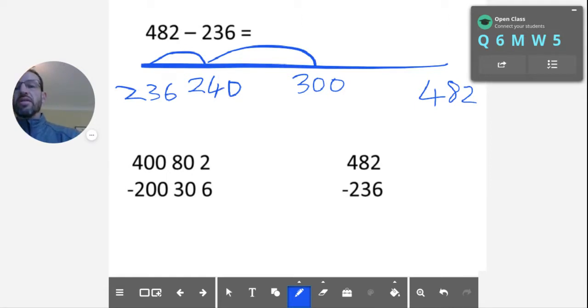See if I can get these numbers up here. That was a jump of 4. That was a jump of 60. Brilliant. And then I can jump 100.